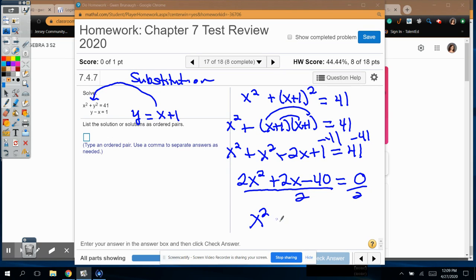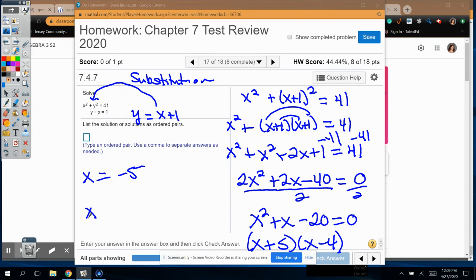I get x squared plus x minus 20 equals 0. This does factor. So it's an x plus 5 and an x minus 4, which means x can be negative 5 or x can be 4. So we're going to touch 2 times.